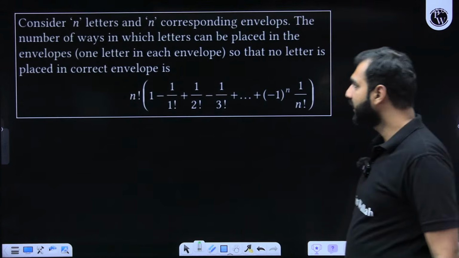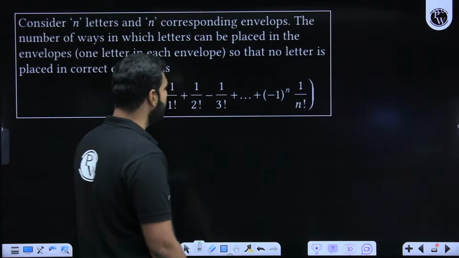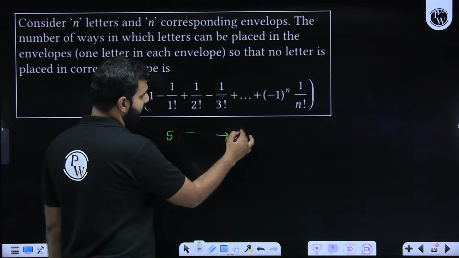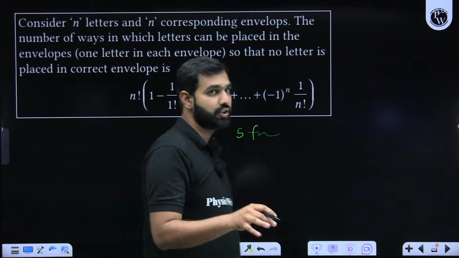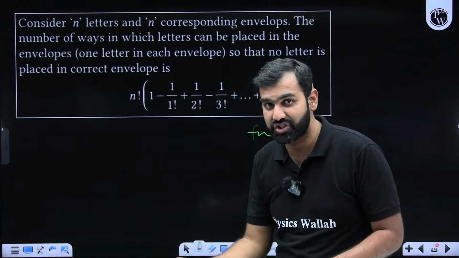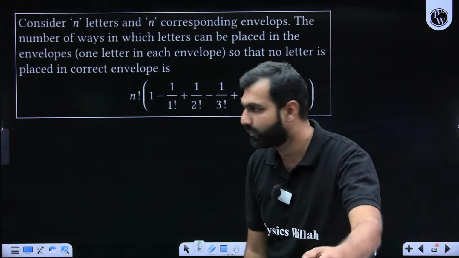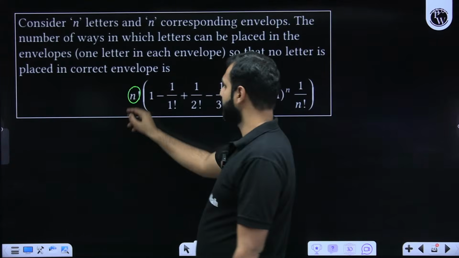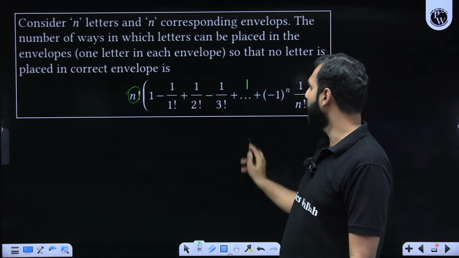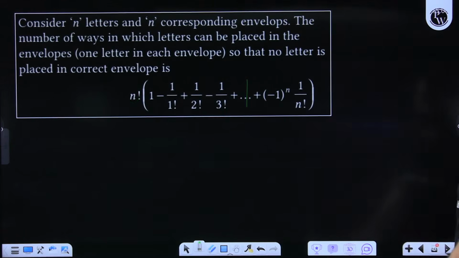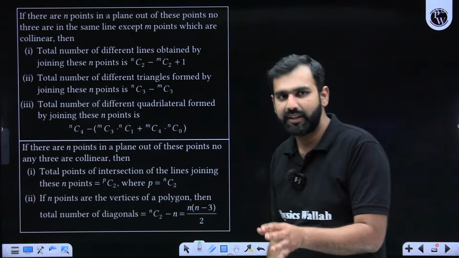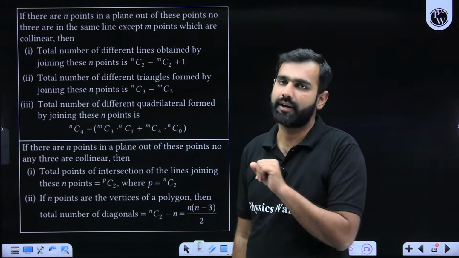This is called derangement. What do I mean by derangement? Let's say I have 5 letters, but I wish to send these 5 letters to 5 friends of mine, but I should ensure that no letter reaches its correct or the right destination. That is called derangement. So the derangement of 5 objects is given by 5 factorial into 1 minus 1 by 1 factorial plus 1 by 2 factorial minus 1 by 3 factorial until 1 by 5 factorial. I hope you'll remember it. I will ask you to remember at least the values of D1, D2, D3 till D5. So calculate it and have it at your fingertips.